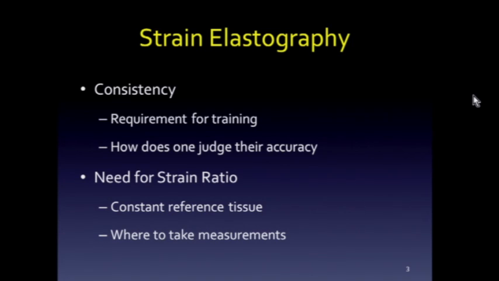And in strain elastography, we use strain ratio a lot because we don't know the actual stiffness. We need a constant reference tissue, and again, those are varied between literature, and I think we need to improve on what we use so that we're all using the same reference tissue, and also where to take the measurements.